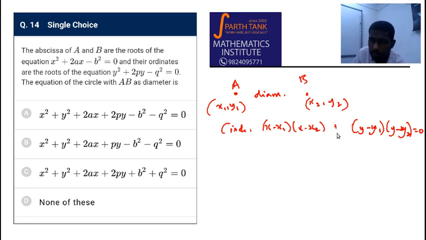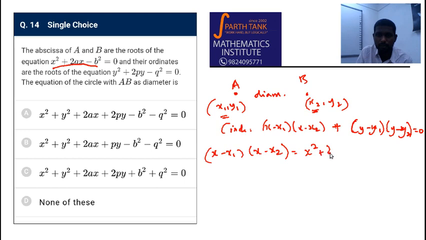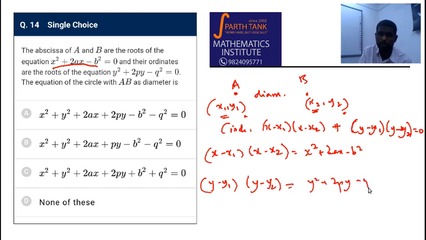Now they have given us that the abscissae of A and B, that is this x1 and x2, are roots of this equation. That means x minus x1 into x minus x2 is given to be x squared plus 2ax minus b squared. And then the same way, y1 and y2 are the ordinates, so y1 and y2 are the roots of this equation. Therefore y minus y1 into y minus y2 is y squared plus 2py minus q squared. Right? So if the circle is just the summation of these two, then the answer is the summation of these two.